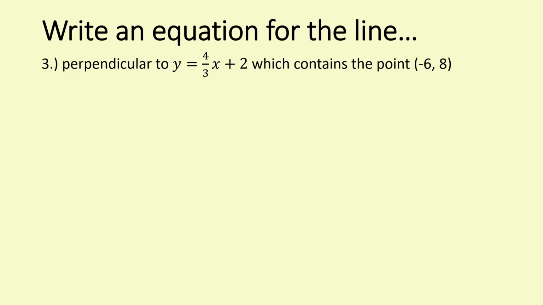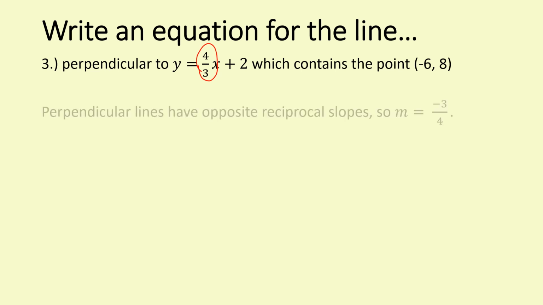For this problem, we want to find the equation that's perpendicular to the given line, meaning we want to take the slope from this equation and find the opposite reciprocal. Opposite meaning switch the sign, reciprocal meaning flip it upside down. So 4/3 becomes negative 3/4.